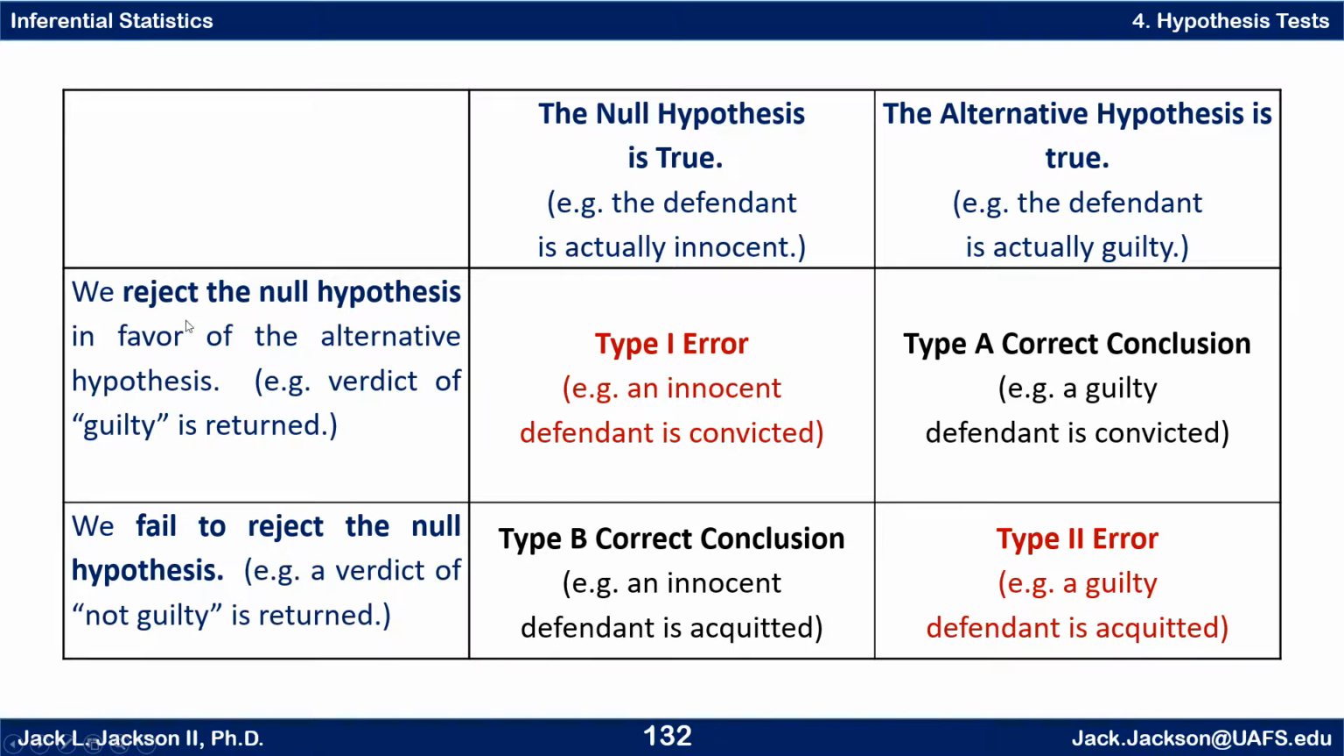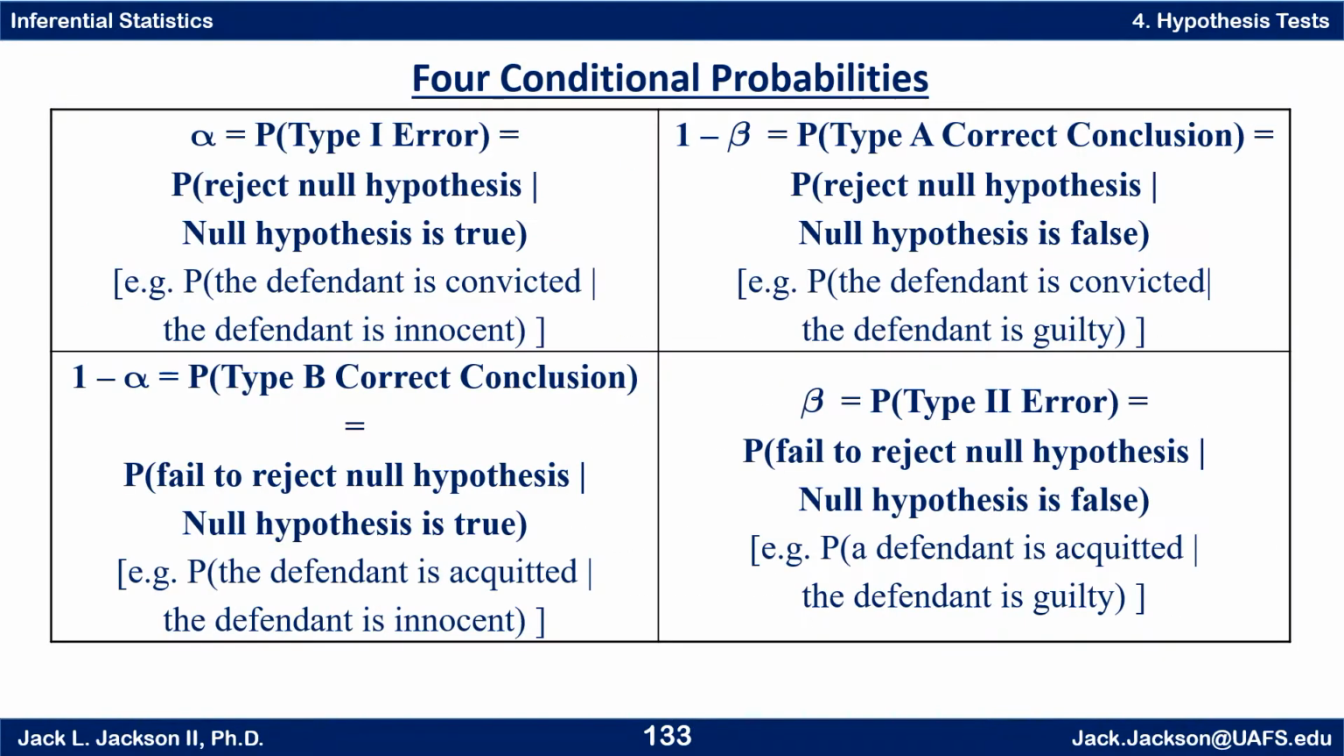So you can see these. We reject the null hypothesis in this row. Fail to reject is the bottom row. This column is null hypothesis true. This is alternative hypothesis true. And I gave the justice system analogy, the courtroom analogy, for it.